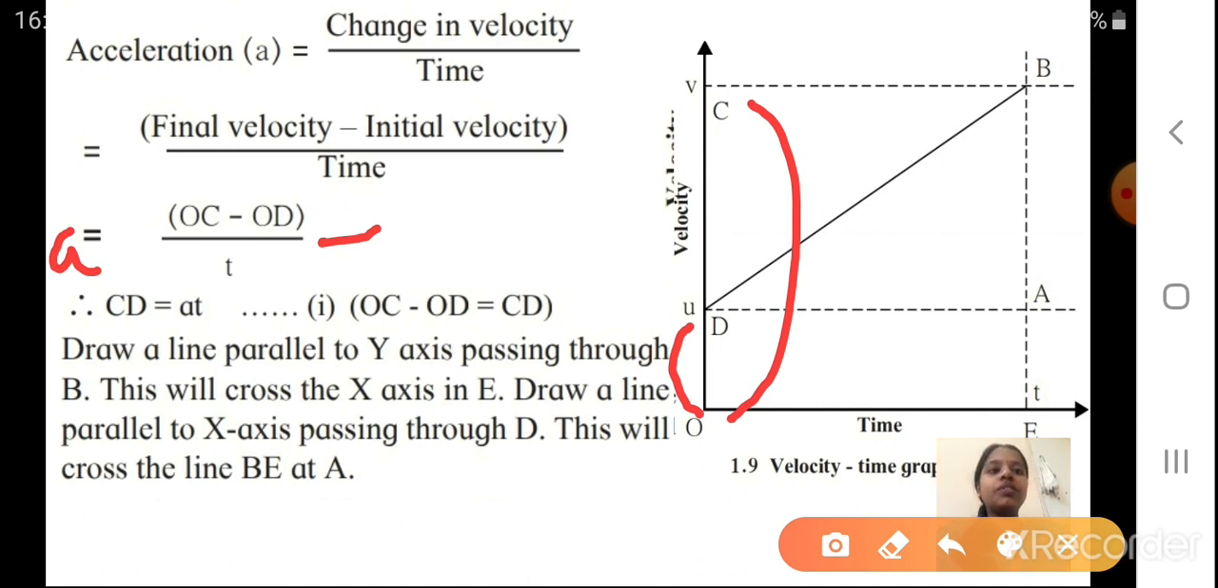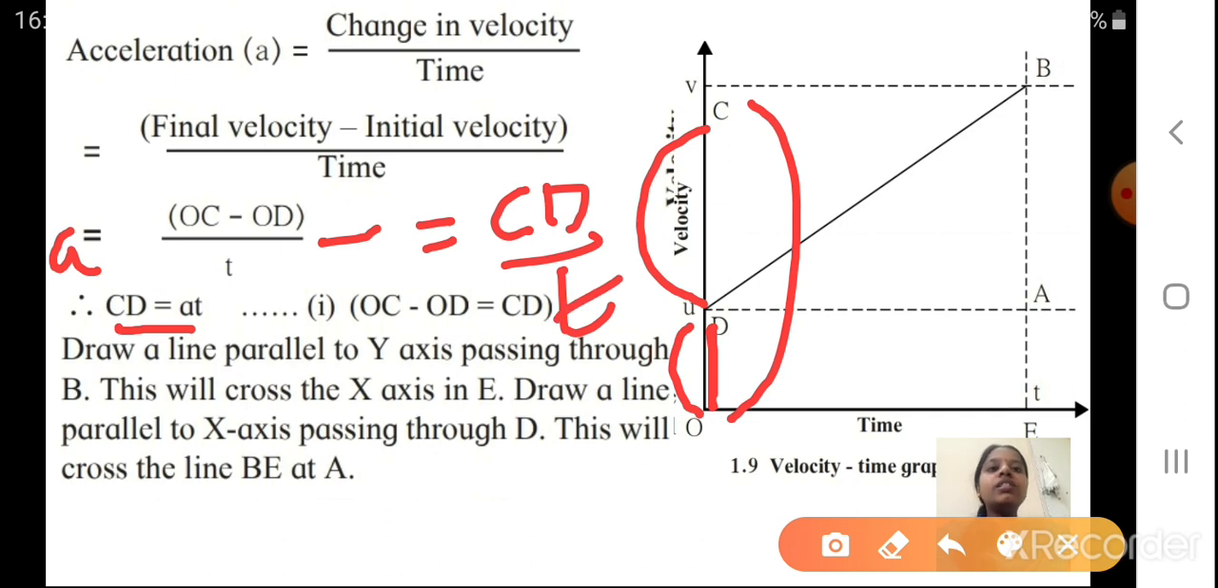Now this OC minus OD, if you take this small portion, what are you getting? From this big OC, when I subtract this smaller part, what is the remaining upper part? CD. So I have written, therefore, CD upon t is equal to A. When this t is multiplied by A, I get at. So I have written CD is equal to at. Did you understand this? Do it on your own as I am doing it.